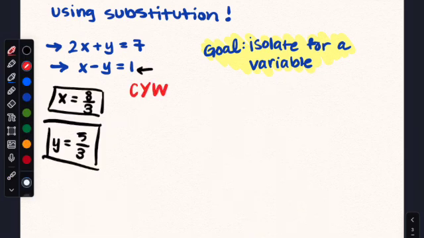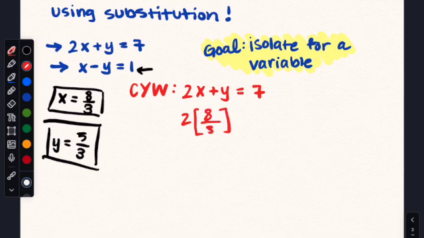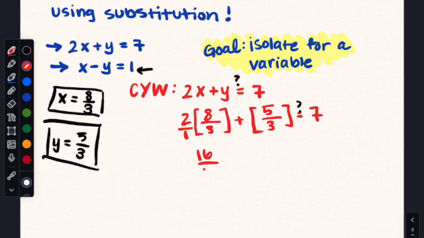Check your work. If we have 2x plus y equals 7, we're going to write 2 times our x value, which is 8 over 3, plus y, which is 5 over 3, equals 7. When it comes to multiplying a whole number by a fraction, we're going to make that whole number over 1. And now we're going to multiply the numerators together. So 16 over 3, and then the denominators together, plus 5 over 3. Let's see if that equals 7.